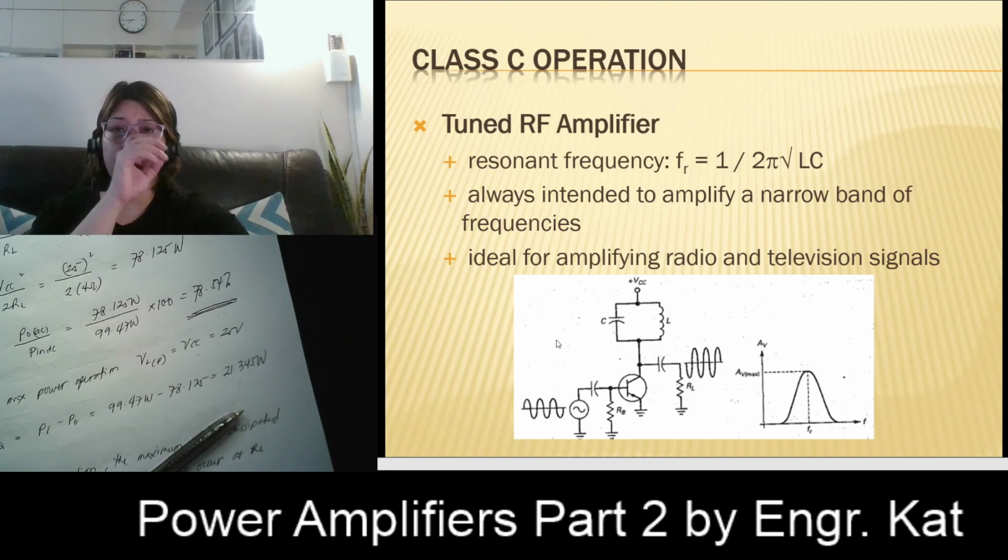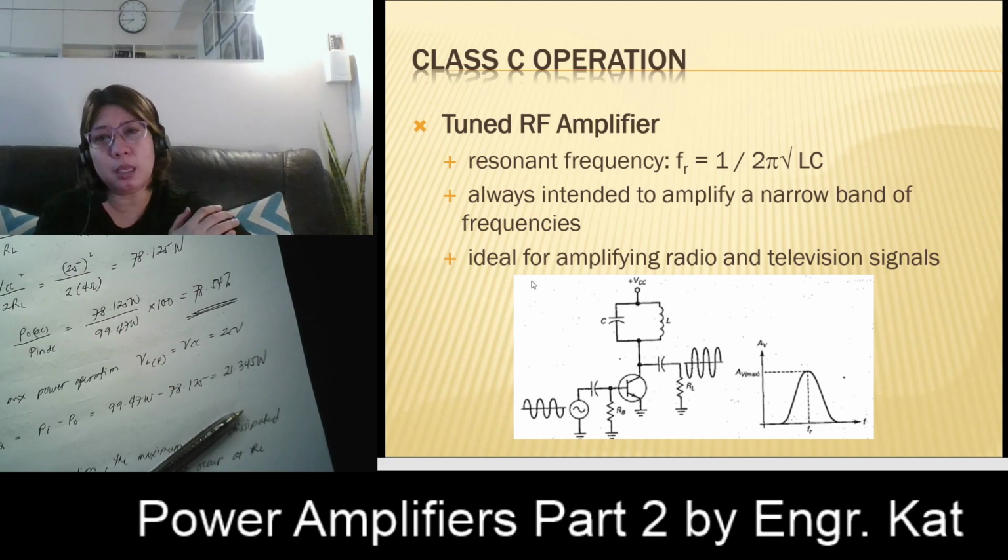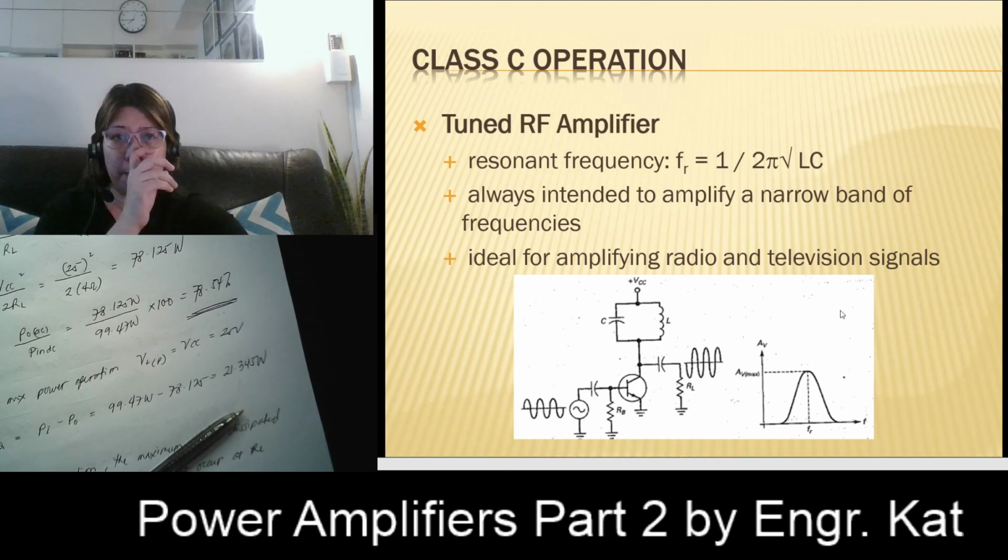So this is a tuned RF amplifier. The resonant frequency is 1 over 2 pi square root of LC. This is always intended to amplify a narrow band of frequencies. So this is ideal for amplifying radio and television signals. They are usually used in radio or television transmitter and receiver circuits, not for amplifier purposes really.